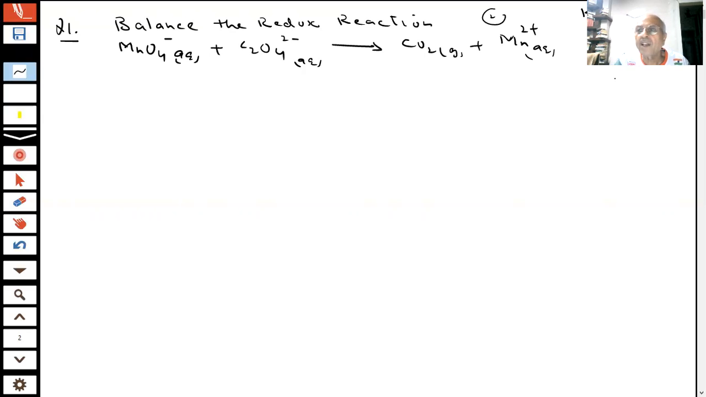You have an oxalate ion. Oxalate ion is produced from oxalic acid, students. This is the oxalate ion. So it will be oxidized by potassium permanganate to carbon dioxide. It is oxidized to CO2. When it loses electrons, it will be oxidized. That is the story of this.